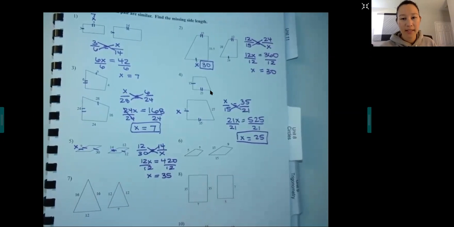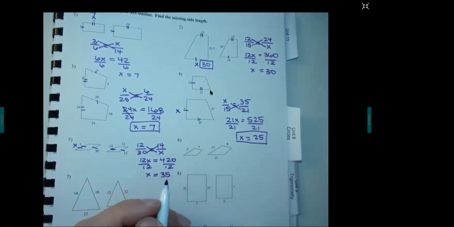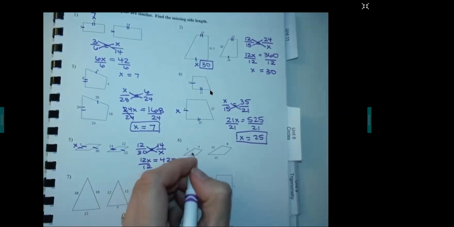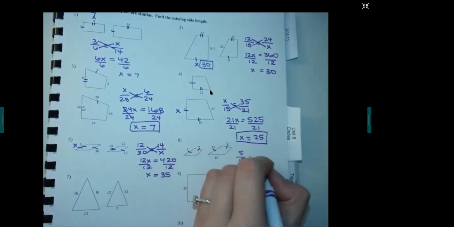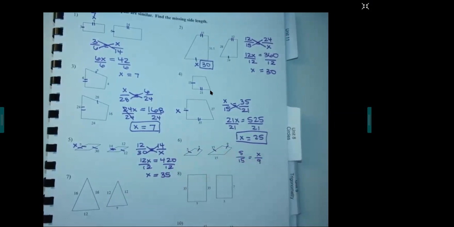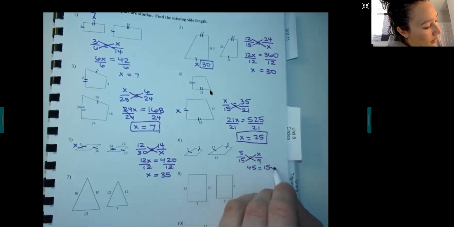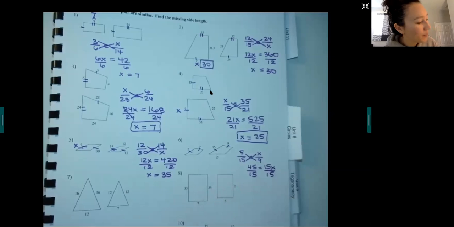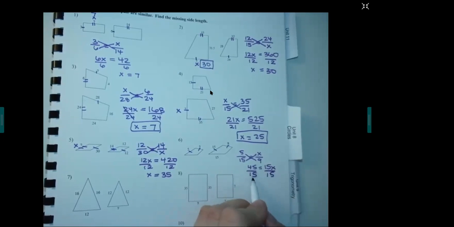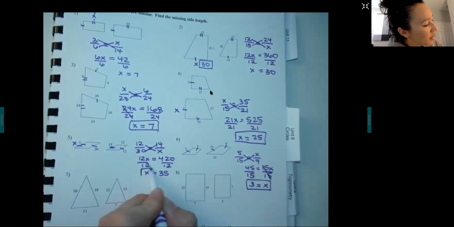And then number 6? I did 5 over 15, and then x over 9. Excellent. Then I'll get 45 over 15. So you get 45 divided by 15, you mean? Oh yeah, you're already dividing. Yes, I see what you're saying. And that will equal 3, so x equals 3. Well done, Jaden. Very good. Thank you.